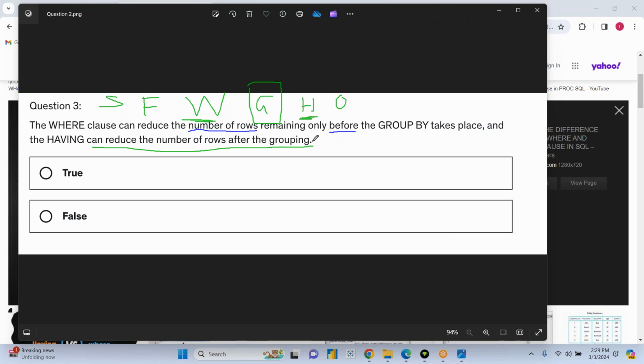This is very important. As long as you're seeing after the grouping, this is where the grouping takes place, and this is where the having clause is coming in. So the having clause reduces the number of rows after the grouping. This is true. So combining what we've seen in the where clause and what we've seen in the having clause, this statement evaluates to true.